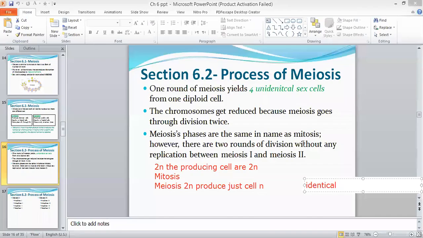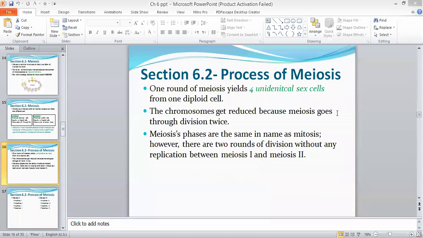Okay. Section 6.2 explains the process of meiosis. Meiosis occurs in sex cells, or gametes. Sex cells have another name, called gametes. So meiosis occurs in gametes or sex cells.